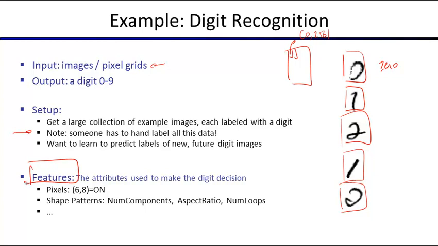In this case, you could have something that says, well, what's the number of loops you see in this particular scan? What's the aspect ratio for the number? What's the number of connected components that you see? Those are features that could be more informative than just looking at the raw pixel values. And a lot of the work in building good classifiers actually goes into building good feature extractors.